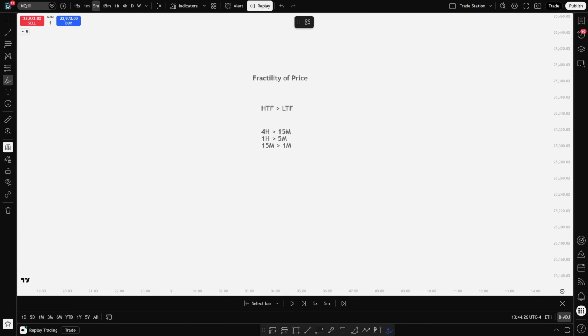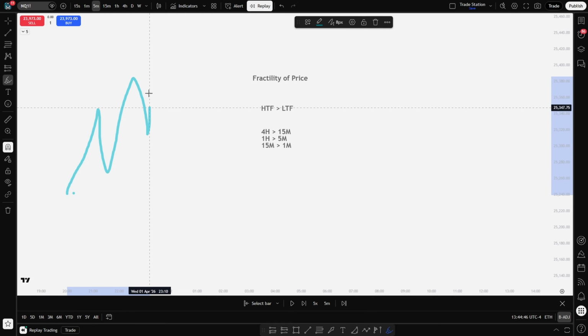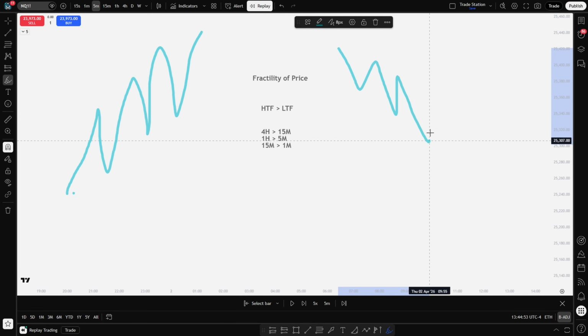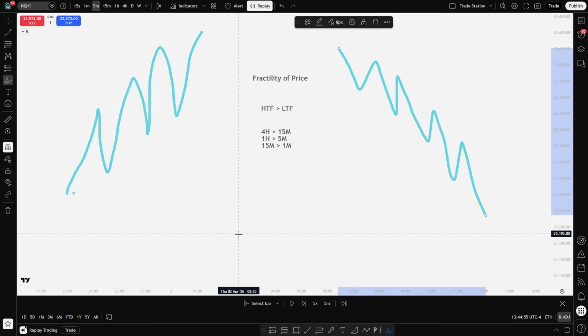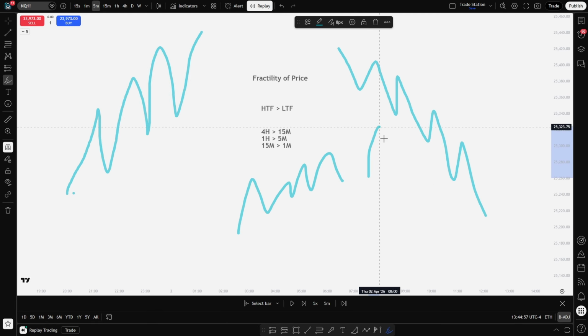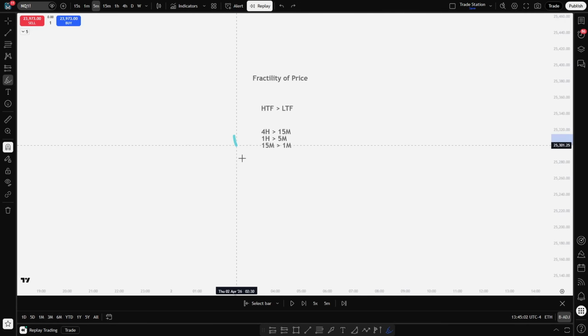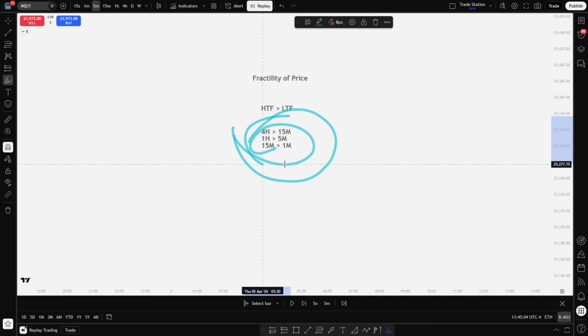The next and last thing you need to know is the fractality of price. What is fractality also might sound foreign to you. That means that every single thing that happens on the higher time frames also happens on the lower time frames. Meaning, if you have structure like this happens on the daily time frame, if you zoom in and you go to the 4-hour, it happens on the 4-hour as well. It happens on the 15-minute and it happens on the 1-minute. It happens on every single time frame. Price just repeats simple structure on every time frame.